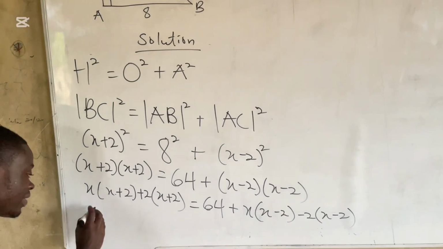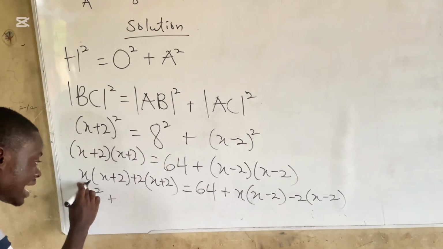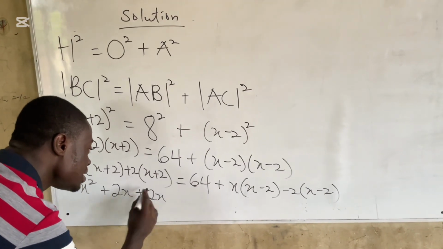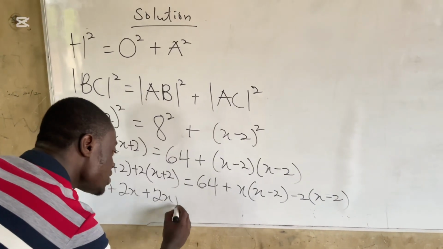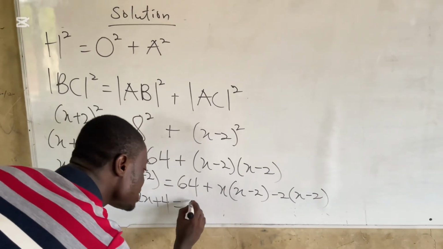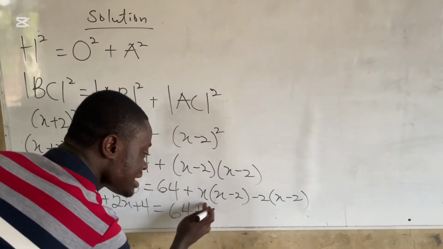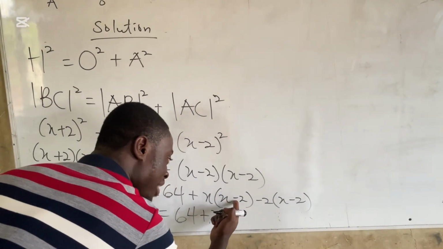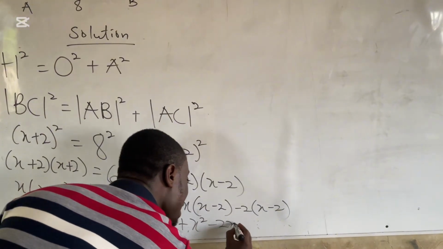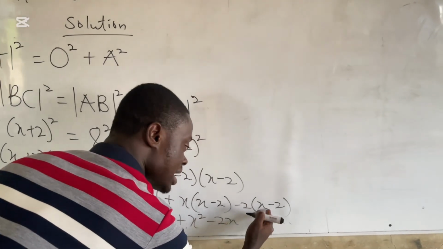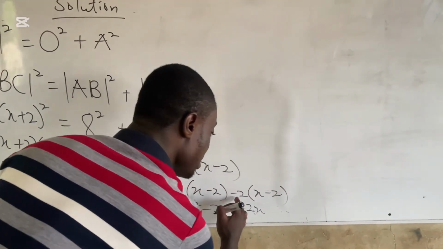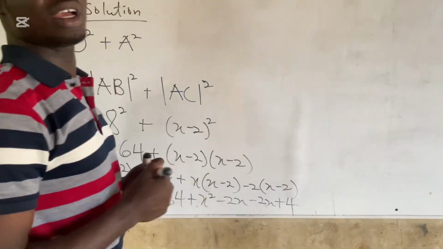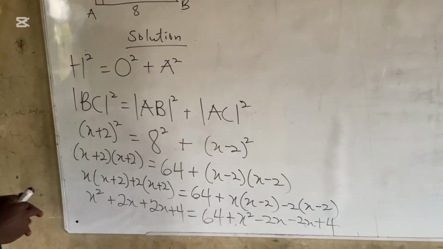Okay, so let's continue simplifying it. Now x times x gives us x squared. Plus x times 2 gives us 2x. Then plus 2 times x gives us another 2x. And then 2 multiplying 2 gives us 4. So plus 4. To be equal to, we have here 64 plus, then x times x gives us x squared. And then x times 2, we have the minus here to give us minus 2x. And then minus 2 times x gives us minus 2x. Then minus 2 times minus 2, and again, that gives us positive. So plus 4. Okay, so let's continue simplifying this with ease.